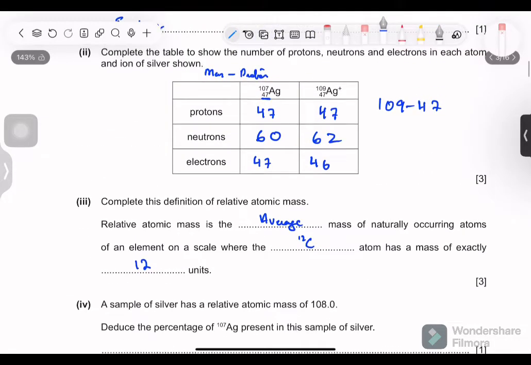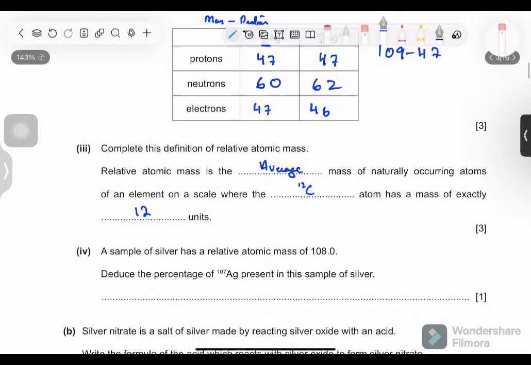A sample of silver has a relative atomic mass of 108. Okay, deduce the percentage of 107 Ag present in this sample of silver.